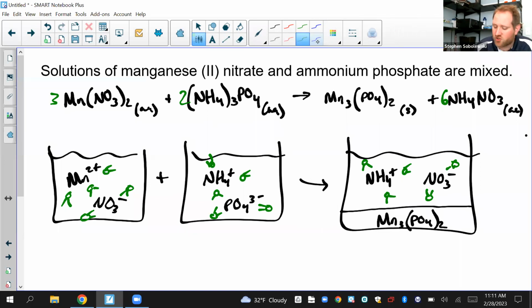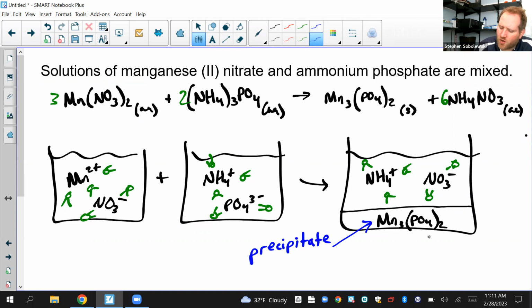A couple of vocab terms you should be familiar with. The solid product that forms in a double replacement is called a precipitate. That's a noun. You can also use precipitate as a verb, and you can say manganese 2-phosphate precipitates out of the solution.